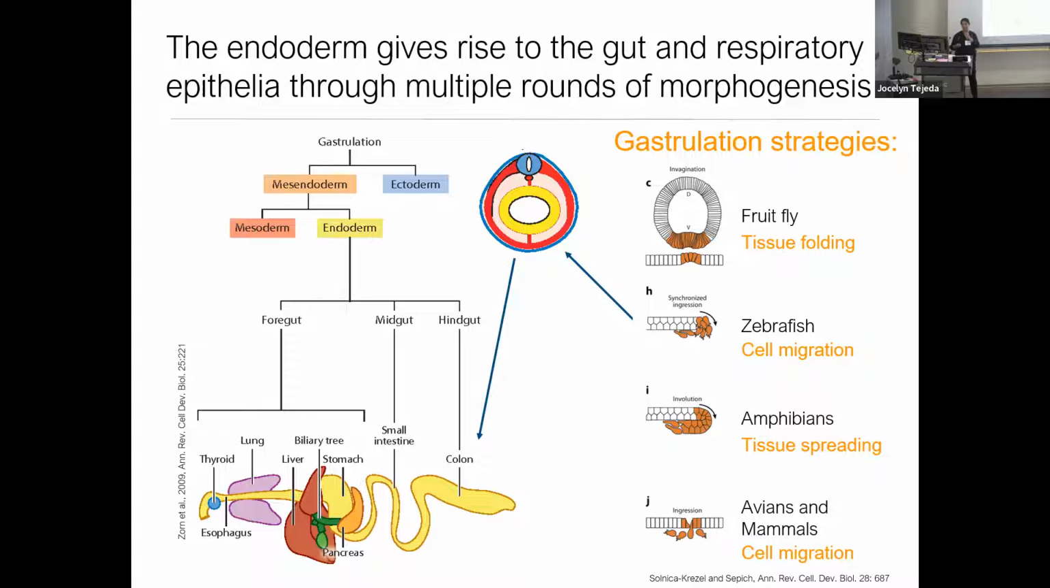And so this makes the zebrafish endoderm a really nice model to understand the decision-making process between these transitions in cell motility and cell adhesion.